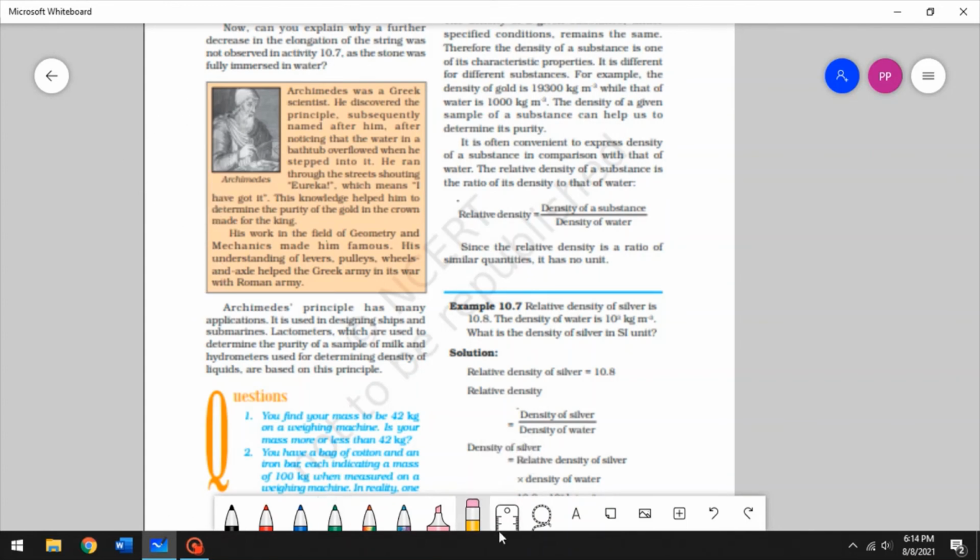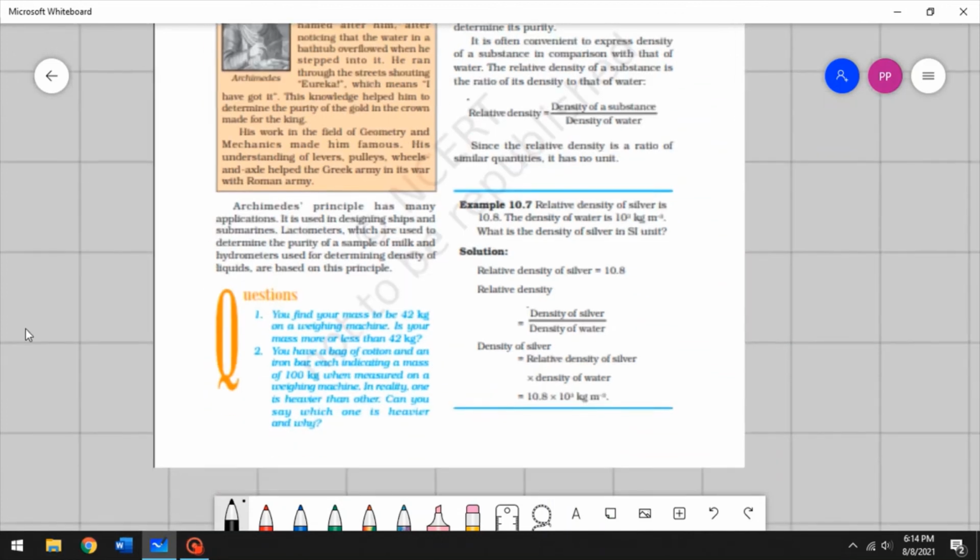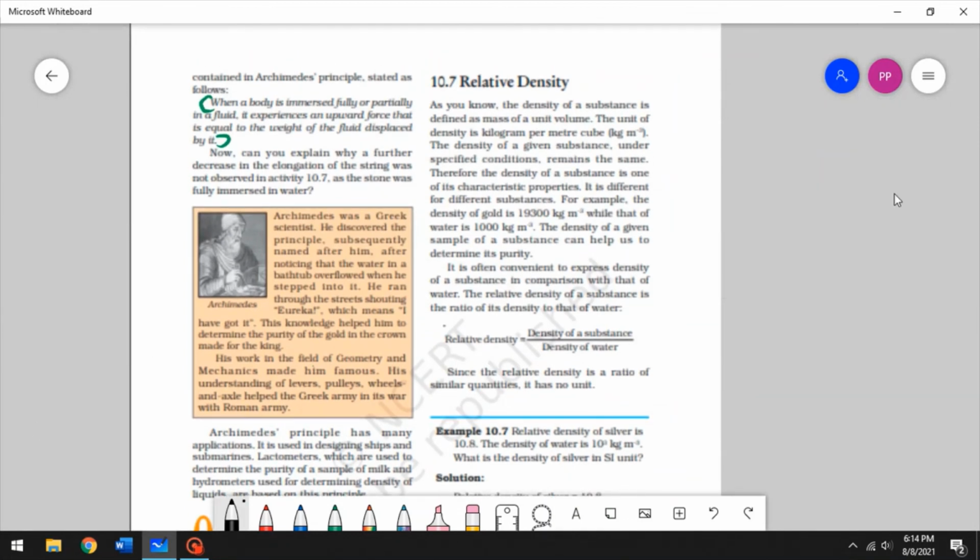Alright, so Archimedes' principle has many applications. It's used in designing ships and submarines. It is because of the application of Archimedes' principle that iron ships are able to float on water, that wooden ships are able to float on water. Alright, and lactometers, which are used to determine the purity of a sample of milk, and hydrometers that are used to determine the density of liquids, are all based on Archimedes' principle. Alright, so now you have 2 questions that I want you to try on your own.